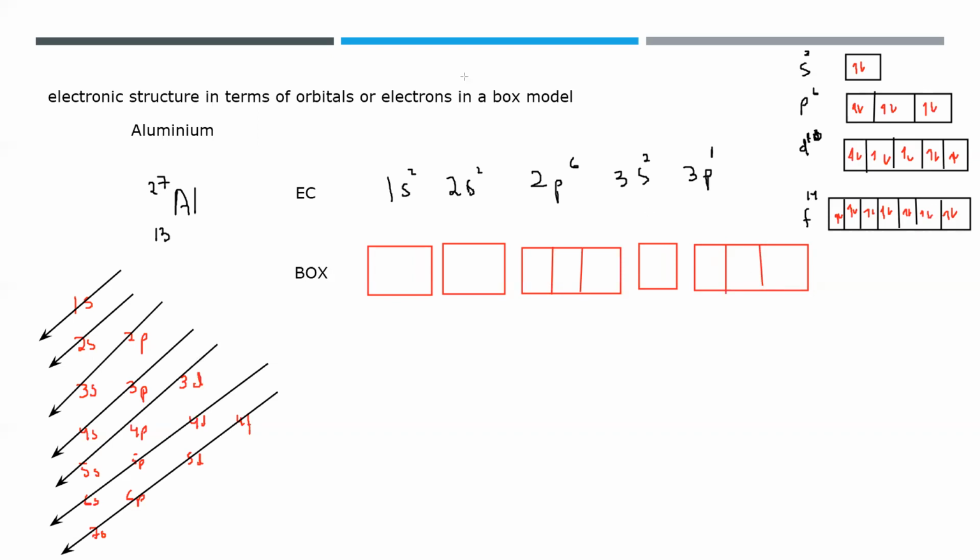So how are electrons arranged? First, S having 2 electrons, so one will rotate clockwise, another one anti-clockwise. So how to represent this? If one arrow is up, the other arrow should be down. This will also have 2 electrons, so one arrow up, one arrow down. This having 6 electrons, so 1, 2, 3, 4, 5, 6. This is having 2, so 1, 2. This is having only 1. This is called electron in a box model. Is it clear?